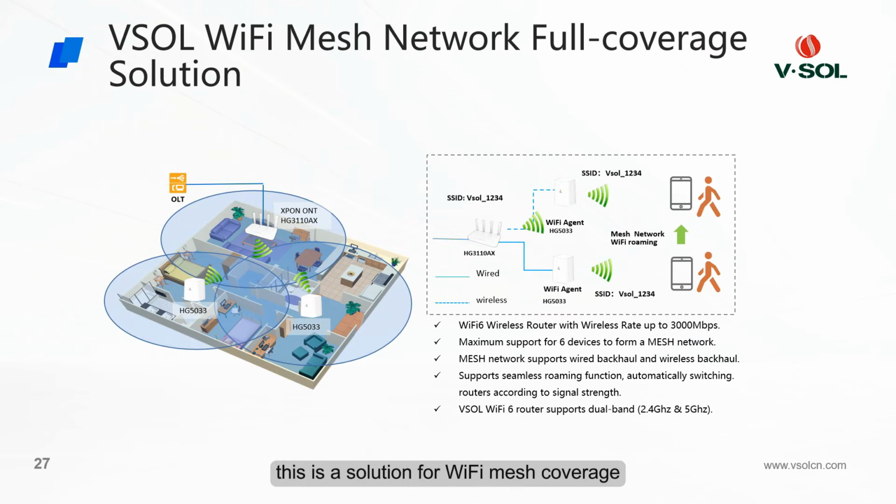This is a solution for Wi-Fi mesh coverage. This plan is aimed at users who have a high demand for Wi-Fi coverage, because this requirement also requires relatively high bandwidth. Through 10G GPON OLT, 10G ONU HG3110AX is connected to provide high bandwidth input. The ONU serves as the main router, and 2 or 3 HG5033 routers are added to mesh with HG3110AX, covering the entire room with Wi-Fi.